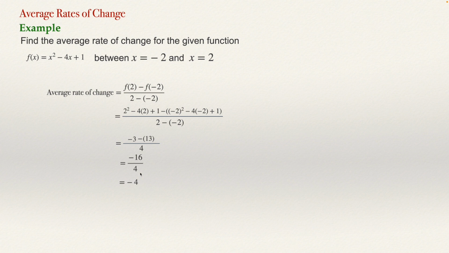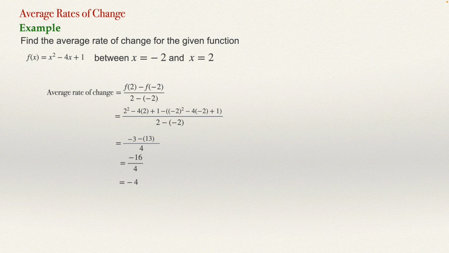This is the average rate of change. We can say that on average the function is changing 4 units per unit change in the value of the independent variable. Or better, it is decreasing 4 units, because we have a minus sign here, decreasing 4 units for each unit change in the independent variable.